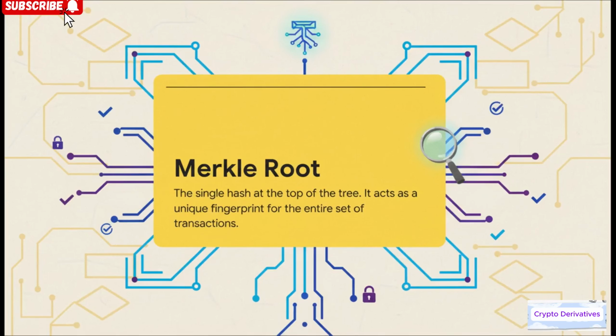That final hash, the one at the very peak of the pyramid, is called the Merkle root. You can think of this single small value as a cryptographic summary of every single transaction in that block. If even one tiny detail in one transaction changes, the Merkle root will change completely. It's the ultimate fingerprint for the entire block.